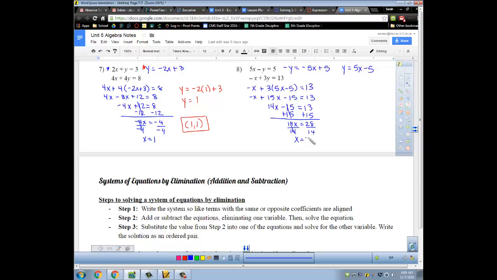Get x equals 2. So I'm going to take that, and again, you can plug it into whichever equation you want, but I think it'd be easiest to plug it into that new equation. So we get y equals 5x, so 5 times 2 minus 5. Oops. 5 times 2 is 10, minus 5 is 5. So your coordinate is going to be 2, 5.